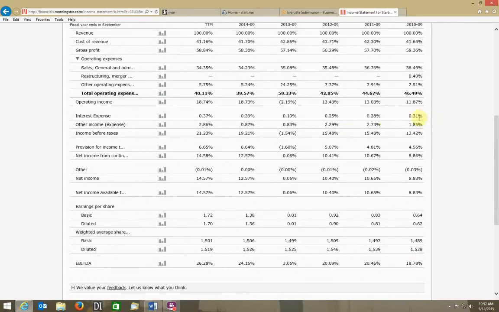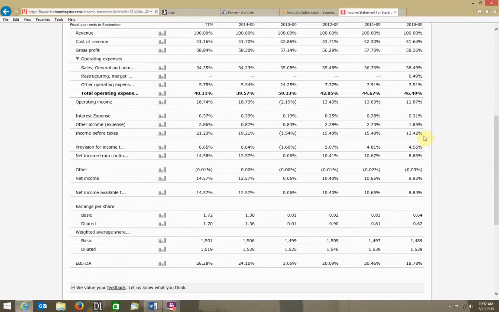Okay, interest expense, kind of had been going down, then bounced back up. So perhaps they borrowed a little bit of money to do some things. We can take a look at the balance sheet and you'll be able to tell me that. Other income expense, they had a nice little pop here. They went from less than 1% to almost 3% in other income. That's fairly substantial, actually.